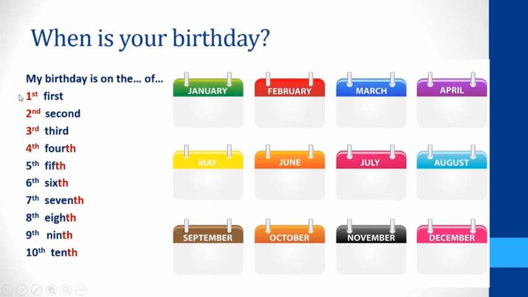Još jednom da ponovimo. First, second, third, fourth, fifth, sixth, seventh, eighth, ninth, tenth. For example, I can say, my birthday is on the 6th of June. Or, my birthday is on the 9th of August. My birthday is on the 10th of October.